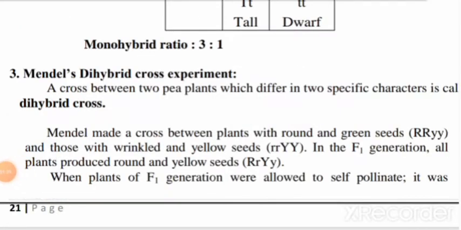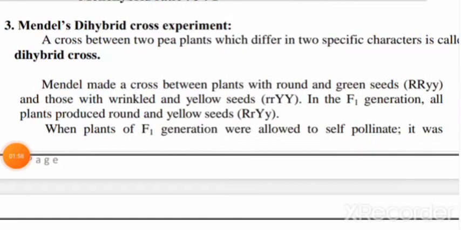Mendel's dihybrid cross experiment. Define dihybrid cross and explain, draw the checkerboard and explain. The cross between two pea plants which differ in two specific characters is called a dihybrid cross. Mendel made a cross between capital R, capital R, small y, small y, round and green seeds, crossed with wrinkled yellow seeds. In F1 generation, the gametes formed are capital R, small r, capital Y, small y.